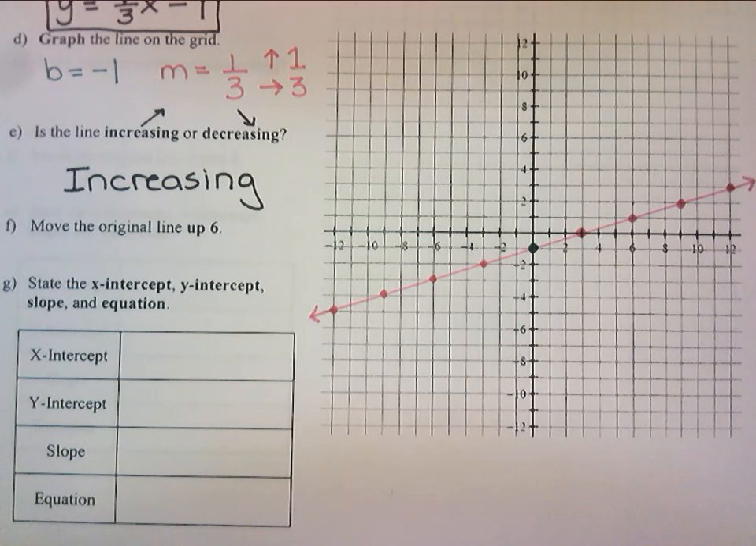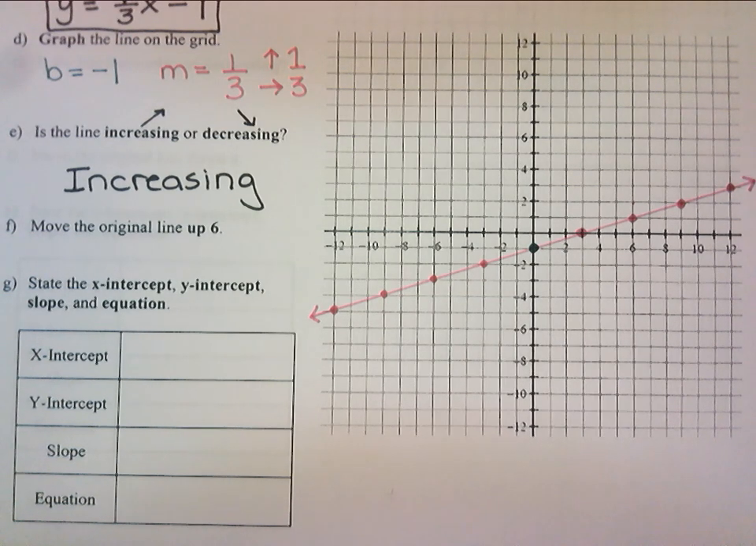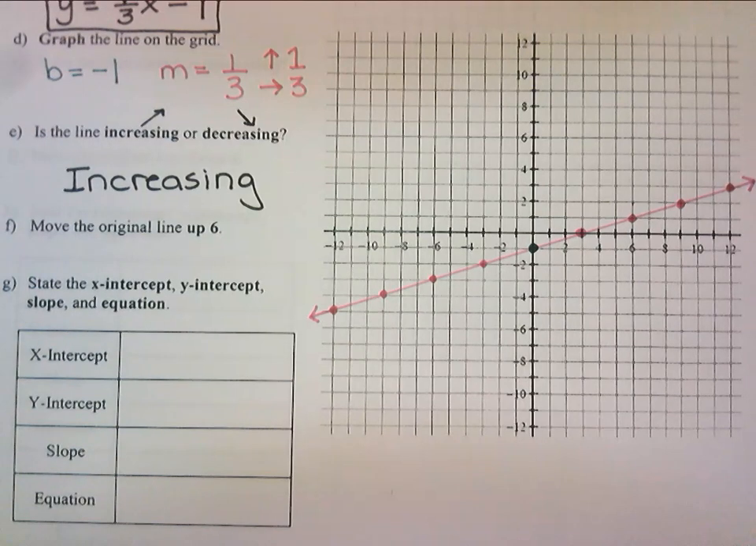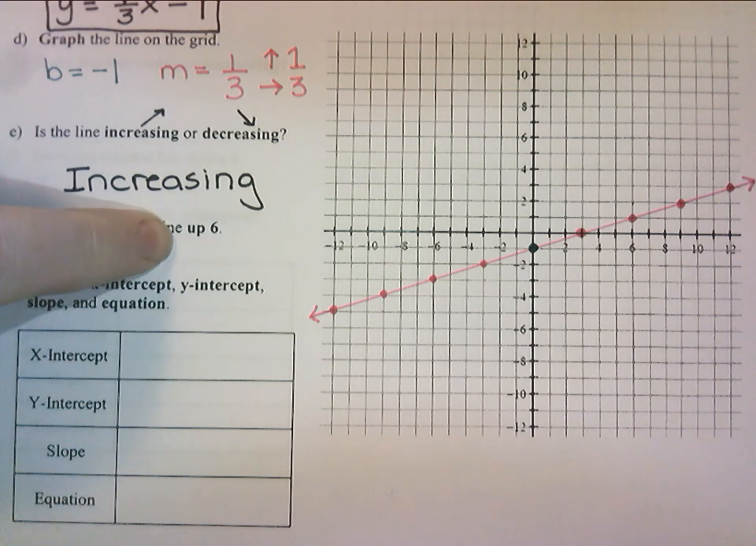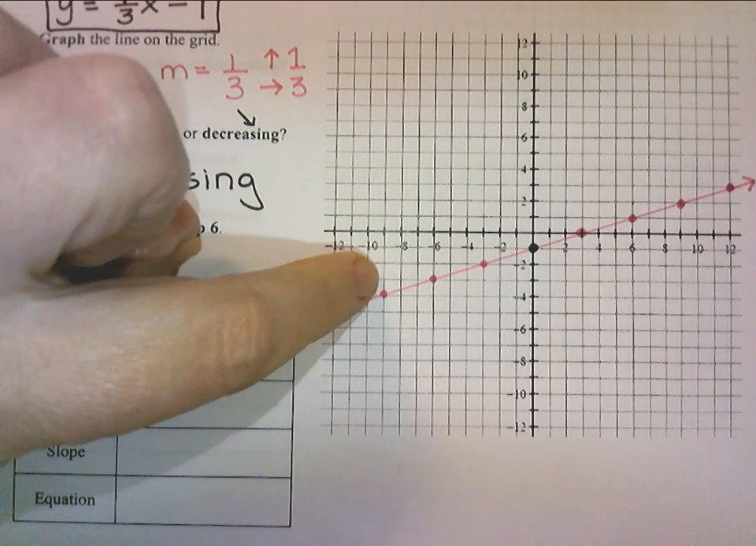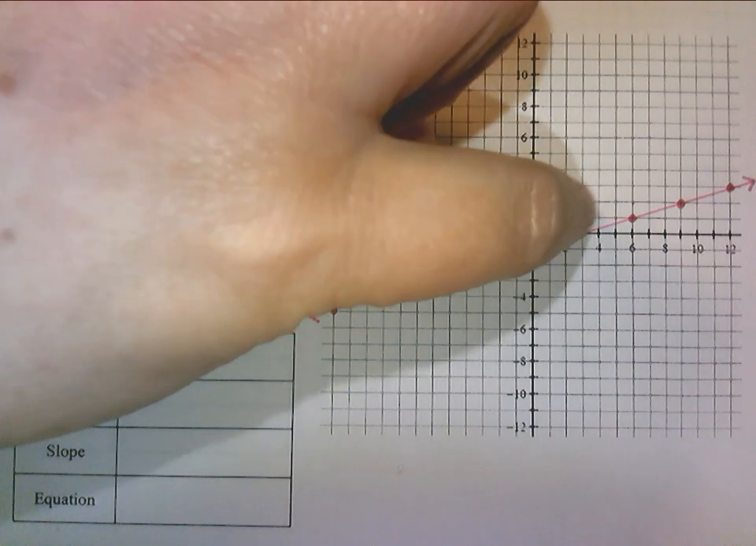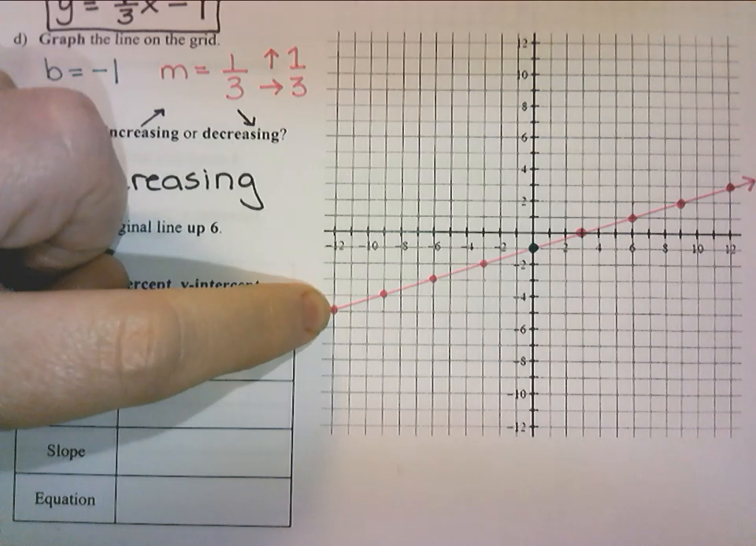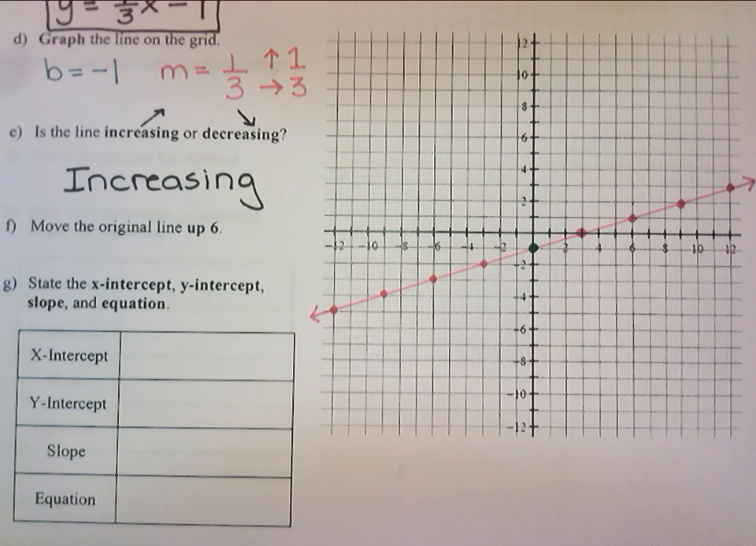Okay, part F is the new part for today. Everything else we've done is just practice of the skills we've been learning. But this part is the transformation part of our lesson. So it says, move the original line up 6. To move my line up 6, what I'm going to do is take each individual point that I have on my line, and I'm going to move it 6 squares up.